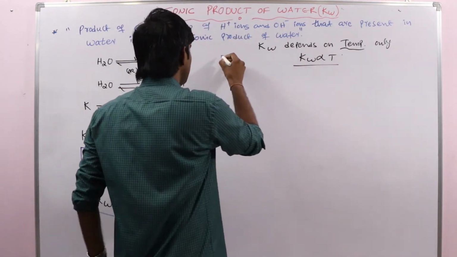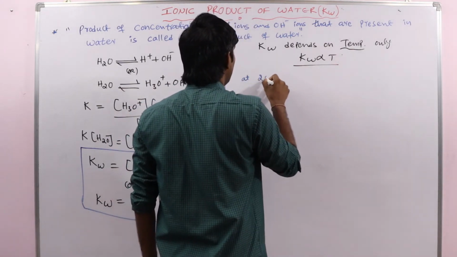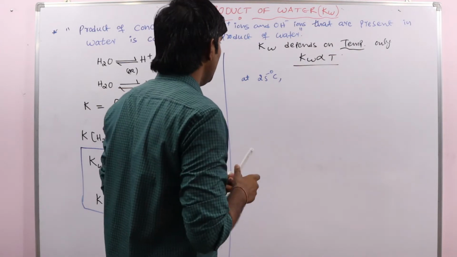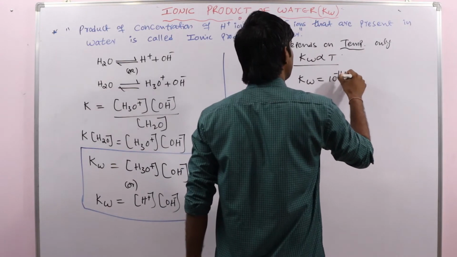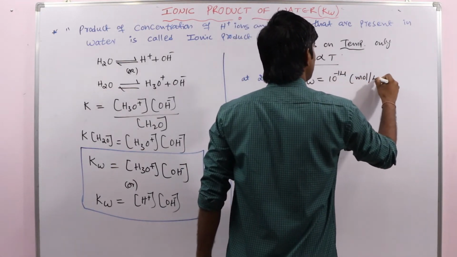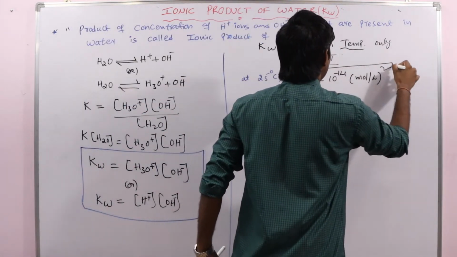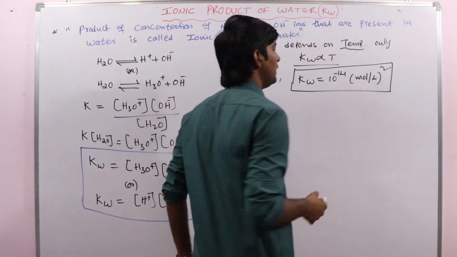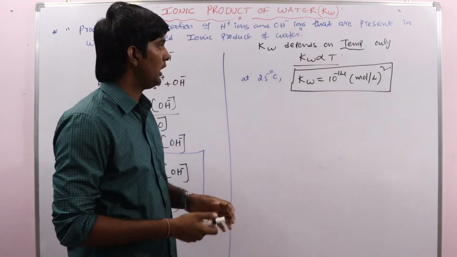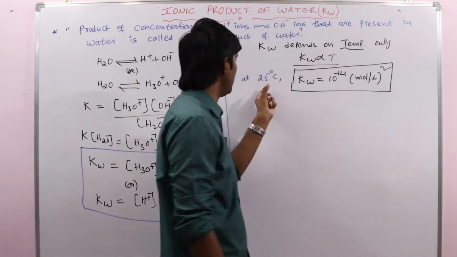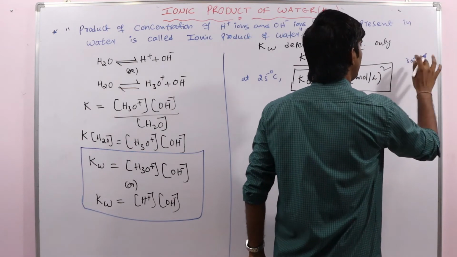It is already experimentally calculated that at 25 degrees centigrade, Kw is equal to 10 power minus 14 moles per liter whole square, or we can take it as molar square also. Remember that this Kw value equals 10 power minus 14 only at this temperature. Suppose you take 30 degrees centigrade, only for understanding purposes I am taking.